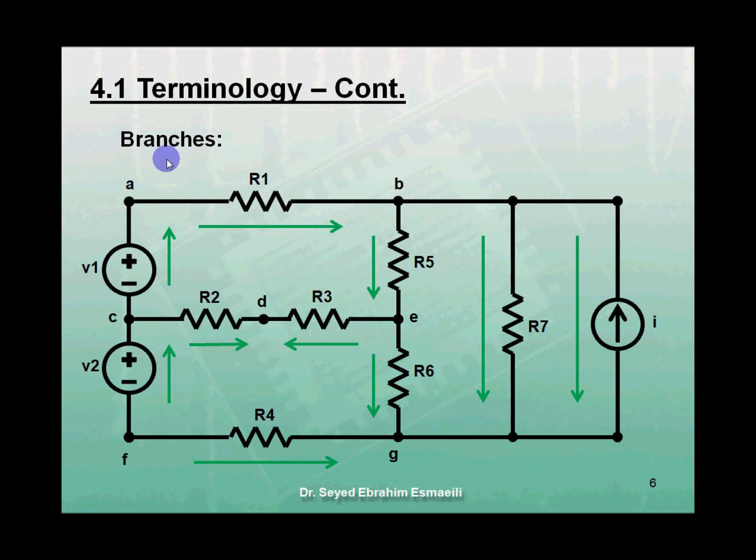These branches are V1, R1, R5, R3, R2, V2, R4, R6, R7, and I.